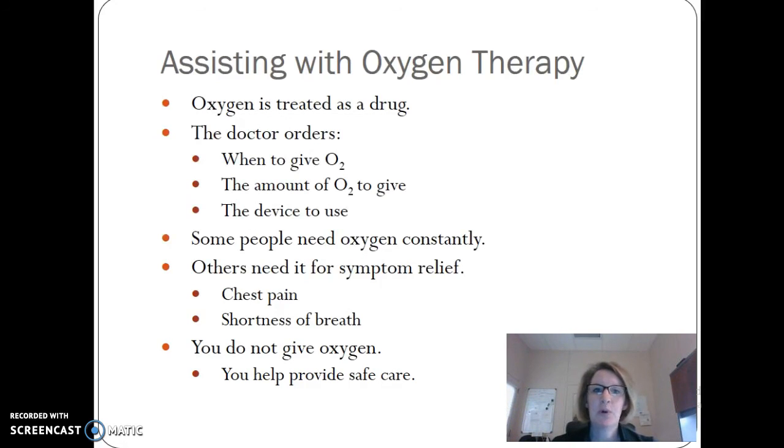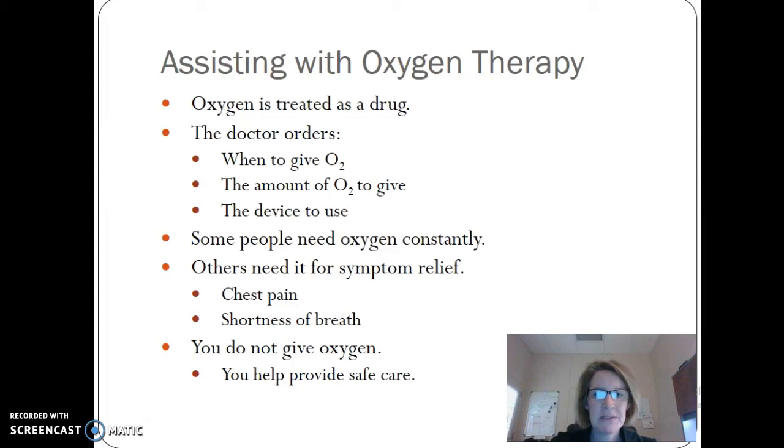You might be asked to assist with oxygen therapy. Know that oxygen is treated as a drug, so a physician will order this oxygen. They'll tell when to give the oxygen, the amount of the oxygen to give, and the device to use. Some people need oxygen continuously, others need it for just symptom relief. So maybe the person is having some chest pain and we're not getting enough oxygen to the heart, and therefore we can apply some oxygen and help in that.